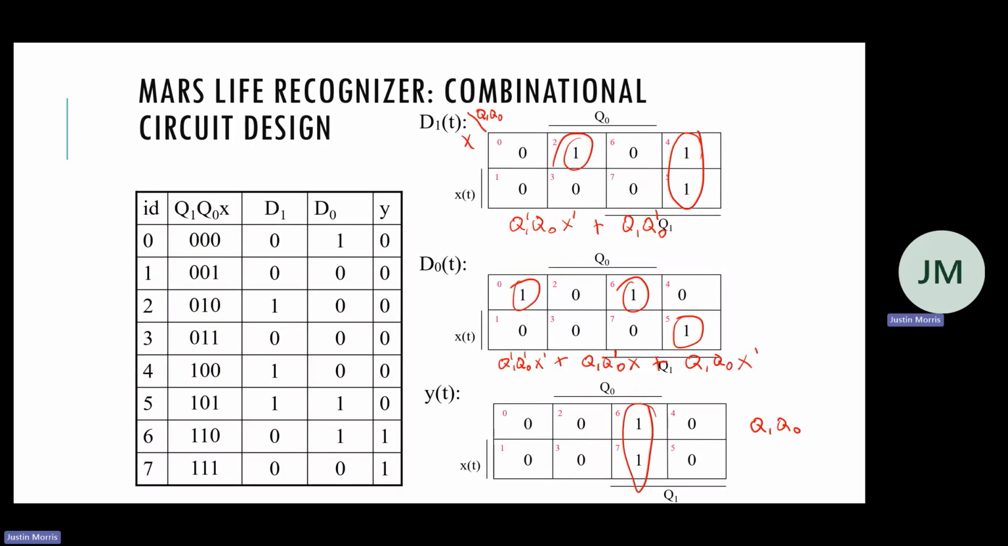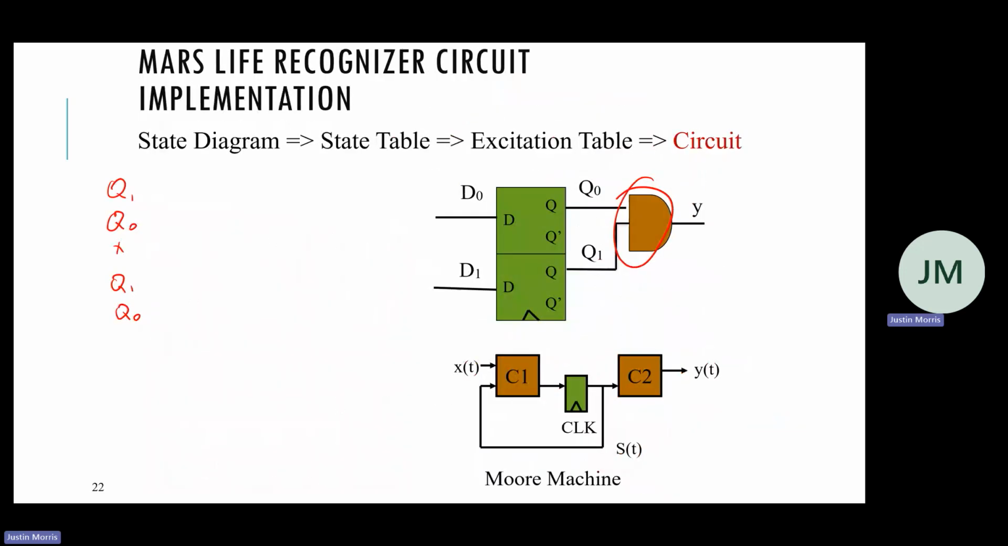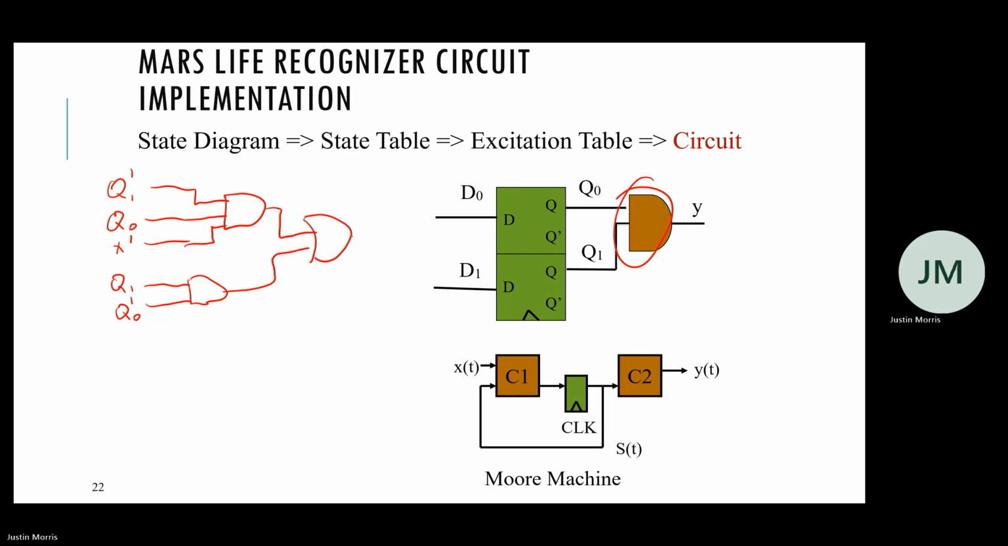What do I need for my first one? Not. My second one was Q0 not. Okay. So I have 1, 2, 3. They should all go into this AND gate. And then here, these two go into this AND gate. And then I just need an OR gate for here. And this is D1.